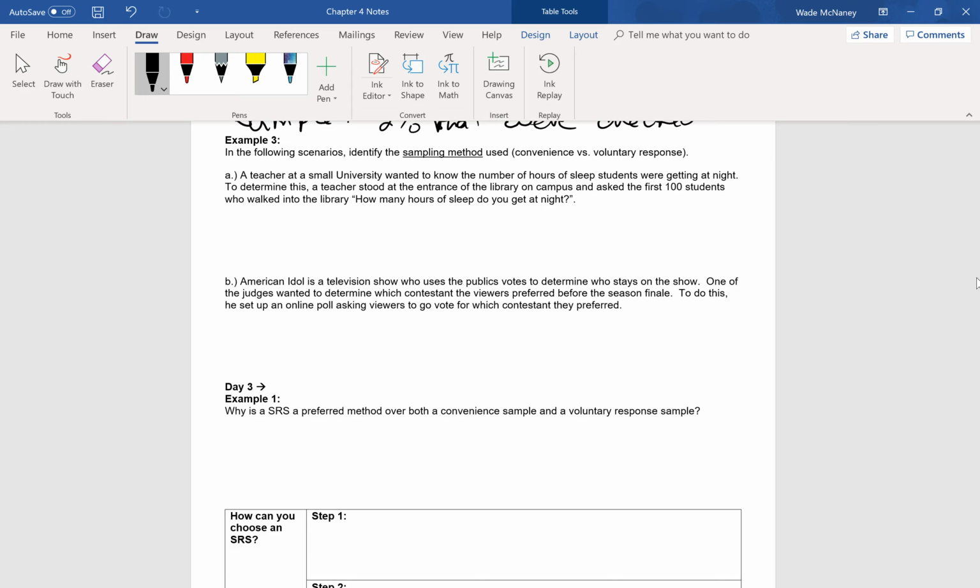So is this convenience or is this voluntary? Well, in this case, because they're standing at the entrance to the library and they're asking the first 100 students, this is convenience. Now, why is this bad? Important question. Why would this be a bad, or how could this cause bias? Well, the first 100 students who walk into the library in the morning probably are ones that got up early. They're getting up and getting around, so they may not get as much sleep, or maybe they went to bed earlier and they got more sleep.